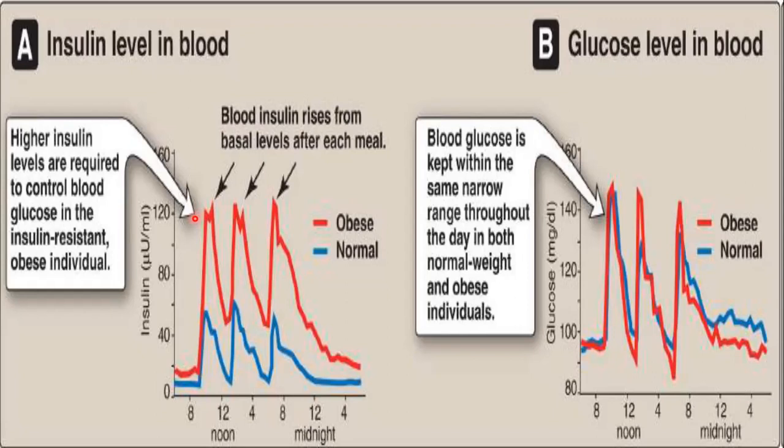Okay, but what about their blood glucose level? You can see in red and in blue, the graphs are almost similar. So the blood glucose is kept within the same narrow range throughout the day in both normal weight and obese individuals. So these obese individuals here can be considered normal. Yes, they have insulin resistance, but their beta cells are not dysfunctional, and they compensate for that insulin resistance by producing more and more insulin.